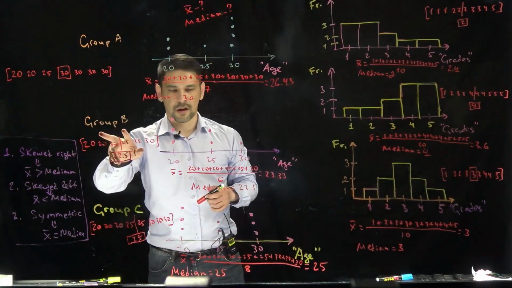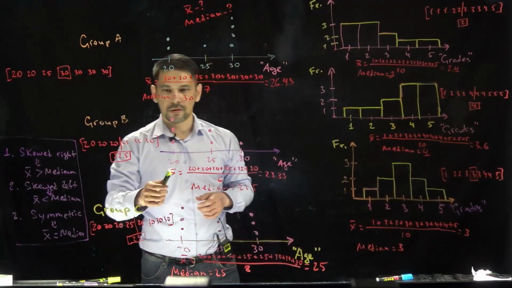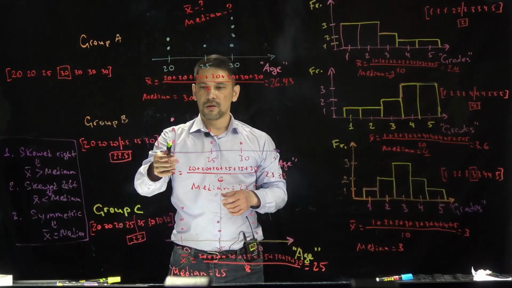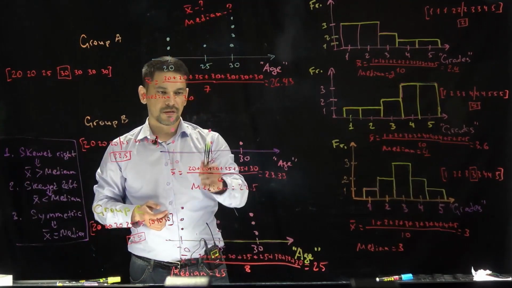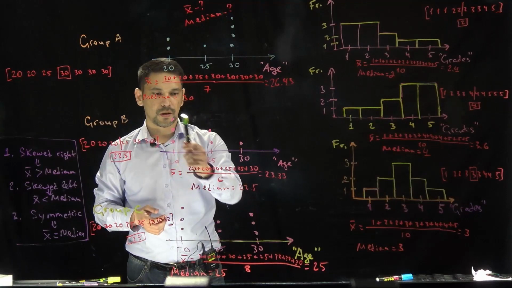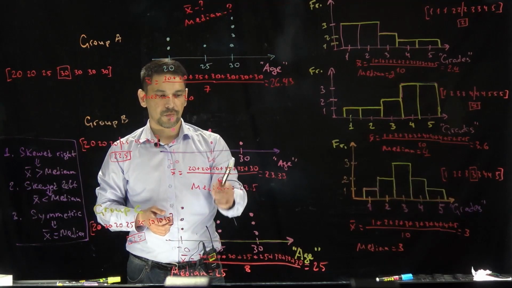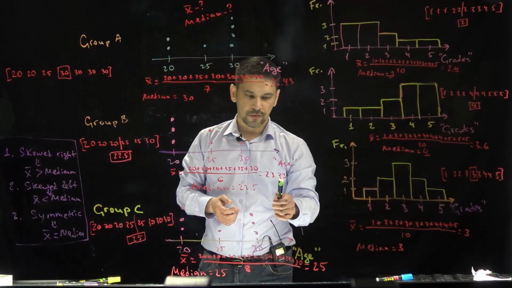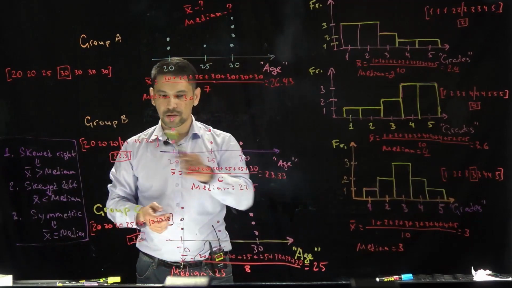Same for the second graph. So if I ask you to calculate the average for group B, you have to sum up the ages of all the 6 students here. So it's 20 plus 20 plus 20 plus 25 plus 25 plus 30 divided by 6. That gives me 23.33. That's the average for group B.